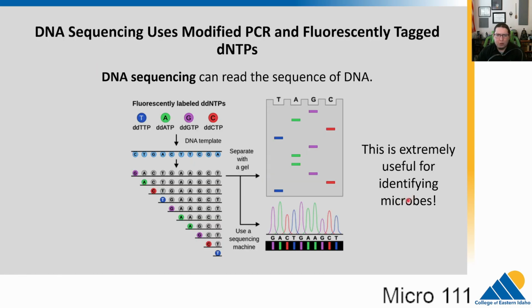Another way is just straight up sequencing the DNA, right? DNA sequencing uses a modified form of PCR, but it uses special colored nucleotides and a really thick gel that can separate them out. It's a little complicated what's going on here, but ultimately a laser can go through and read these different colors, and it spits out a DNA sequence for us. This is super useful in identifying pathogens because we can just sequence their DNA and we know what species it is. We know even what strain it might be.